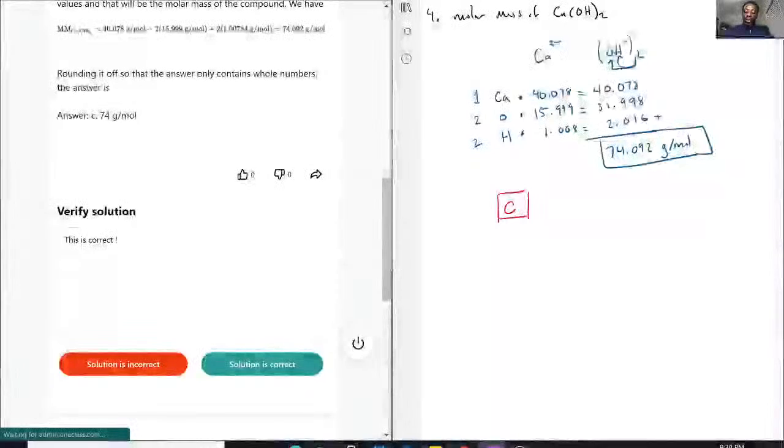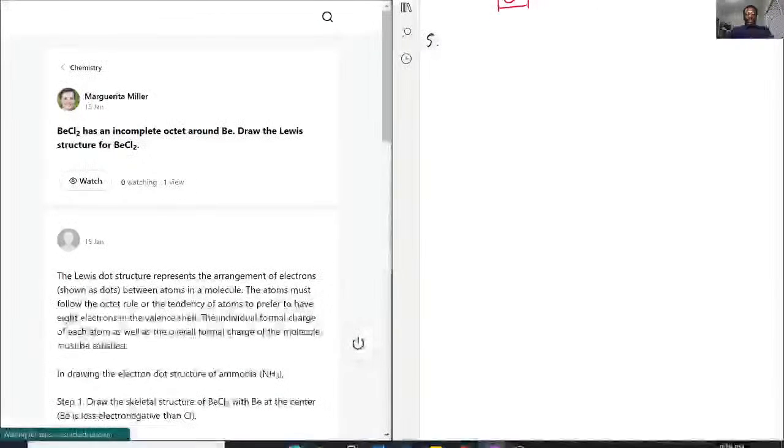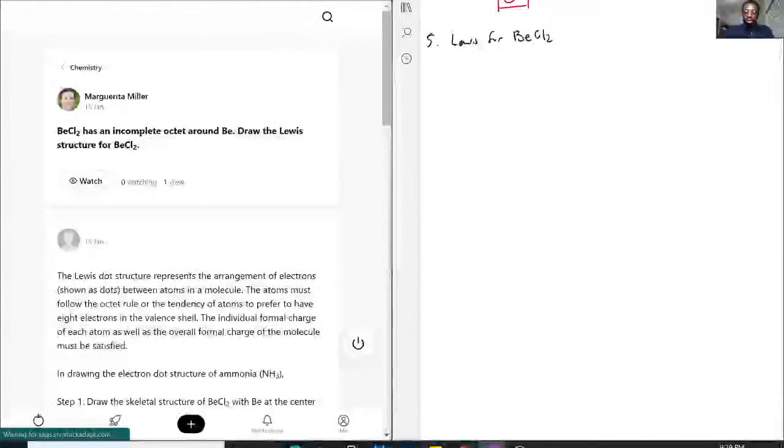It's time for question number 5. For this question, we have BeCl2, so that's beryllium chloride, which has an incomplete octet around beryllium. And now they're asking us to draw the Lewis structure. So Lewis for BeCl2. They did give us quite a big hint here. Be, beryllium, is an incomplete octet. What does that mean? It means that it's not going to follow the octet rule where it has 8 electrons surrounding it. It's going to be less than that, because that's what incomplete means.